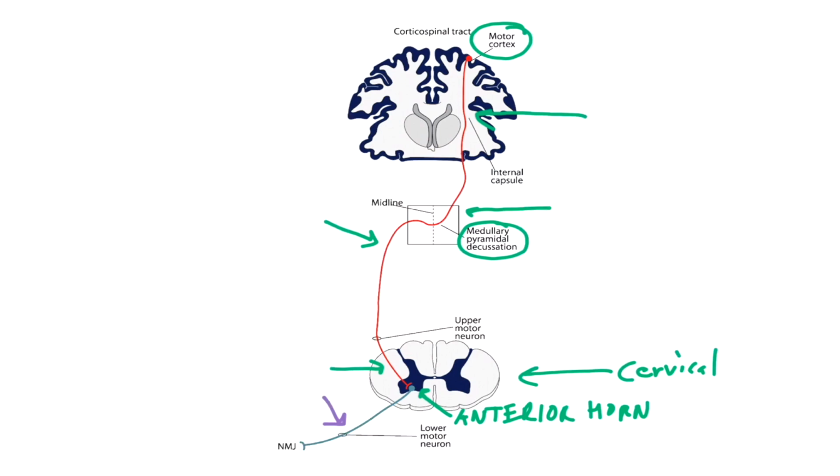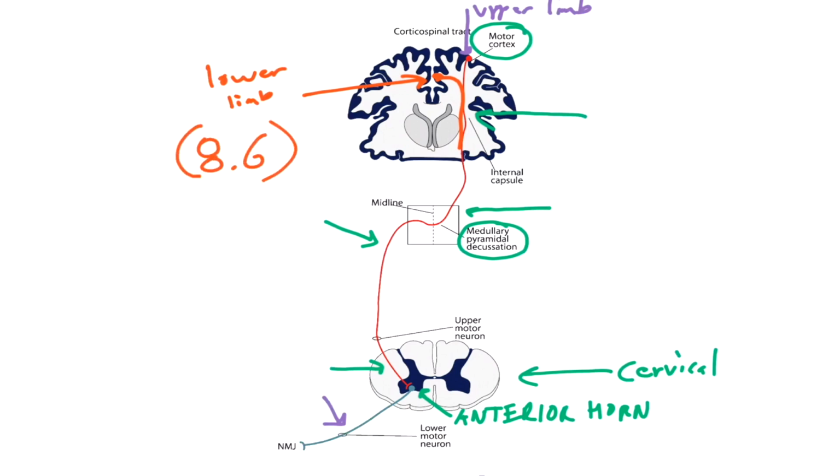Notice how the signal originated in the cortex at this portion of the brain, indicating it would be the upper limb. However, if the signal originated from this portion right here of the cortex and then traveled down, we would think that this would be the lower limb. And this is where it's really important to be familiar with the homunculus, which is figure 8.6. For more information on the homunculus, please visit section 1 of this chapter.